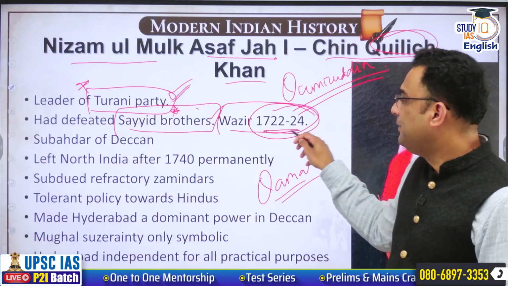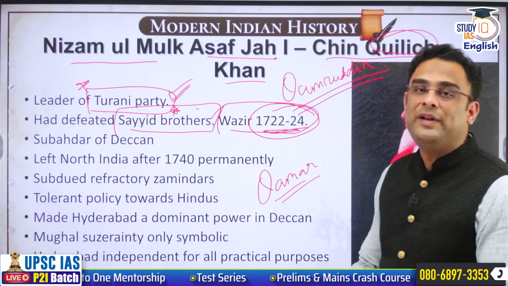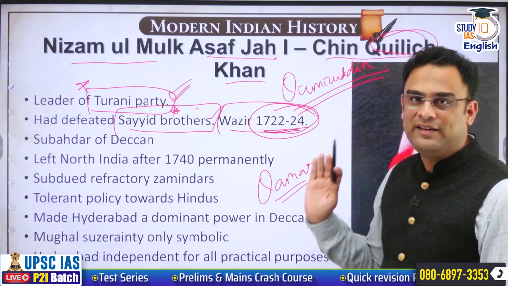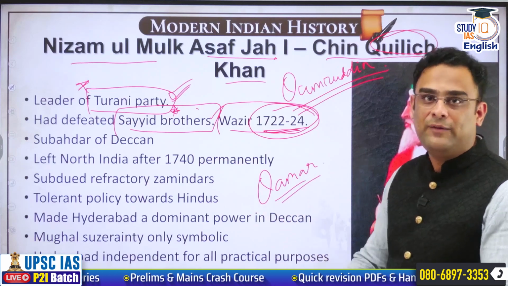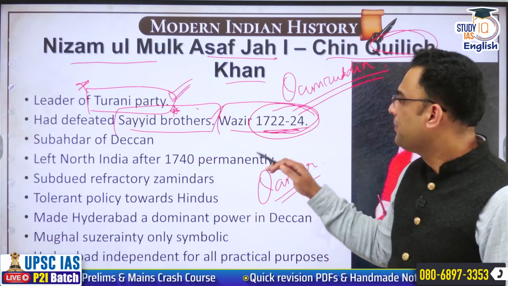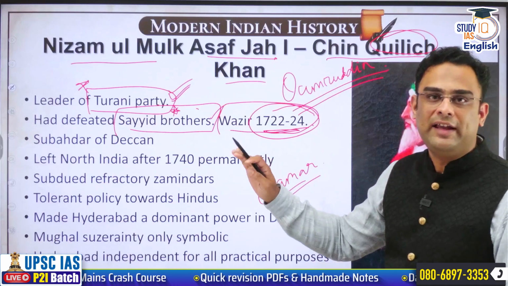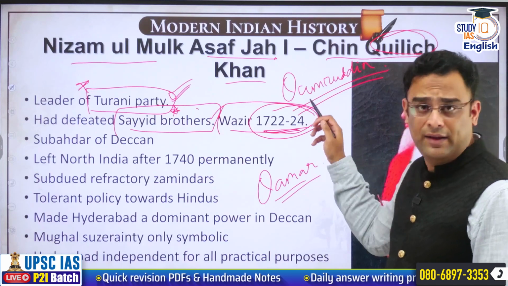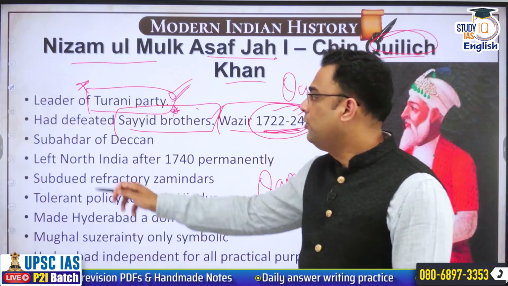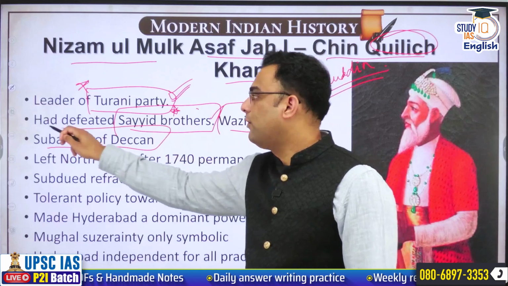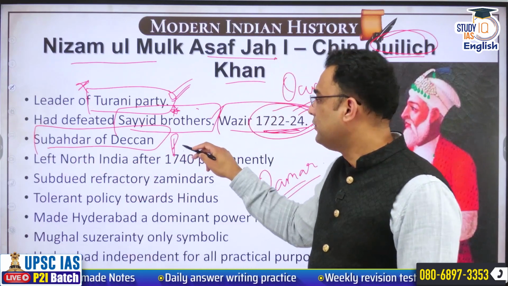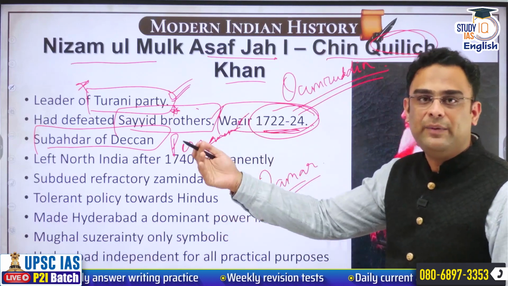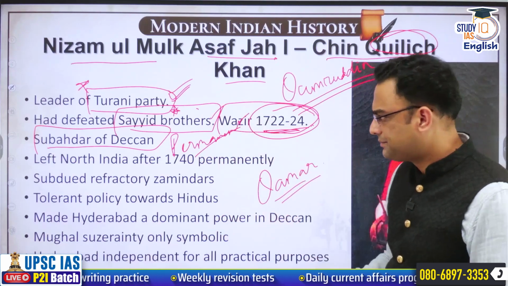But Muhammad Shah Rangila, being Muhammad Shah Rangila, he completely frustrated this fellow, and Chin Kilish Khan realized that he is best away from Mughal center, and he decides that he does not want to stay anymore in Delhi and rather wants to go to Deccan. So he forces Muhammad Shah Rangila to recognize him as the Subedar of Deccan, a permanent position. Permanently, he will be Subedar of Deccan, and he leaves Delhi, comes to Deccan.